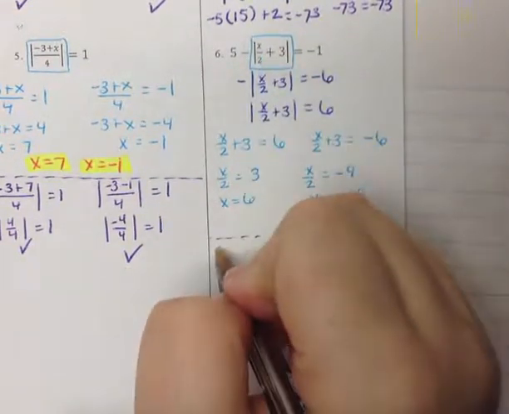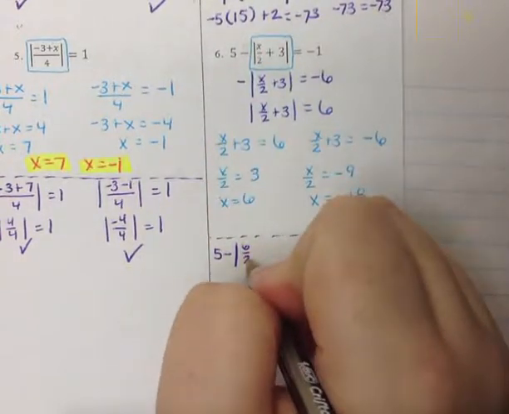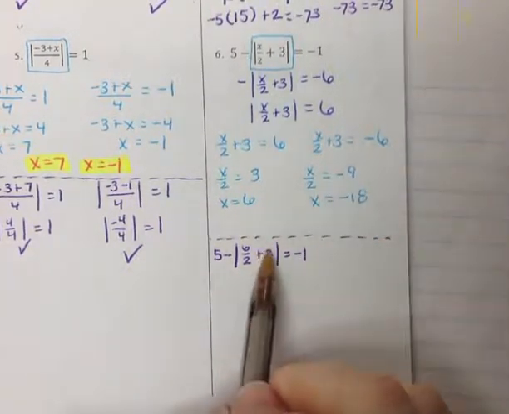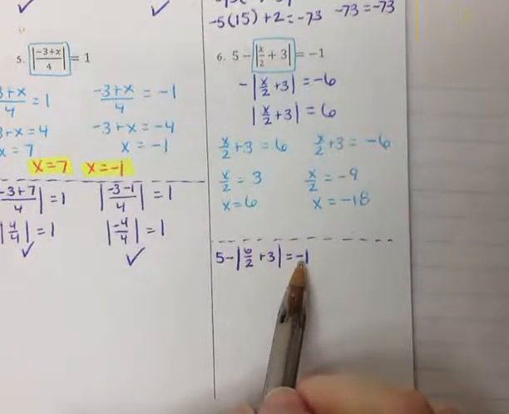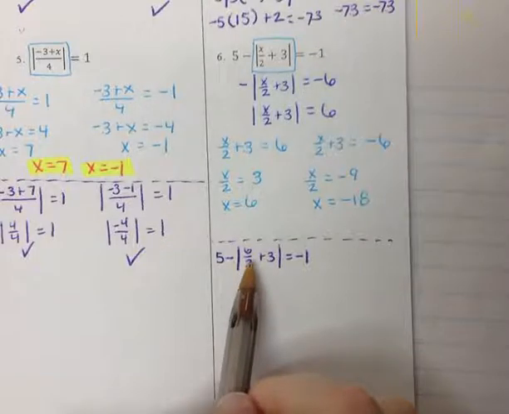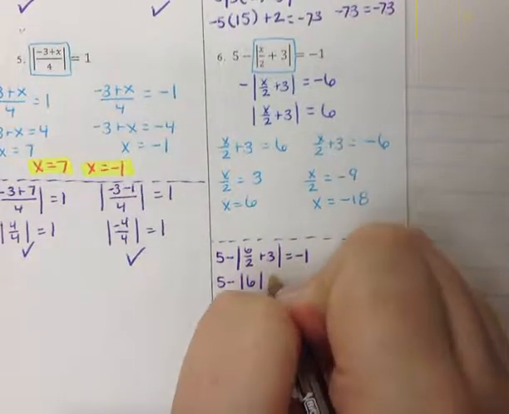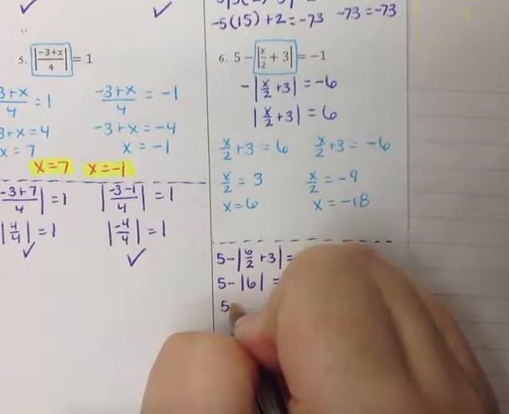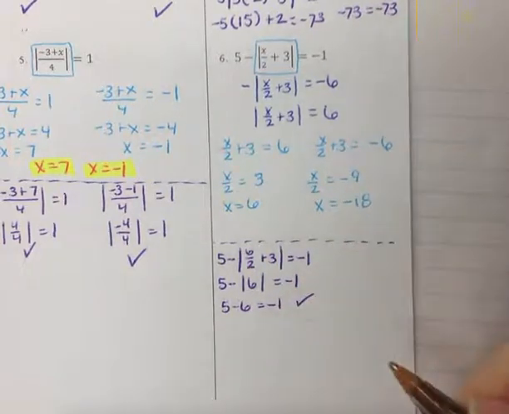Back in the original, 5 minus the absolute value of 6 divided by 2 plus 3 should equal negative 1. Now again, because we're taking 5 minus a positive value, it could still give us a negative 1. So 6 divided by 2 is 3 plus 3 is 6. So we have 5 minus the absolute value of 6 is equal to negative 1. The absolute value of 6 is 6, so we really have 5 minus 6. 5 minus 6 is negative 1, so that one works.